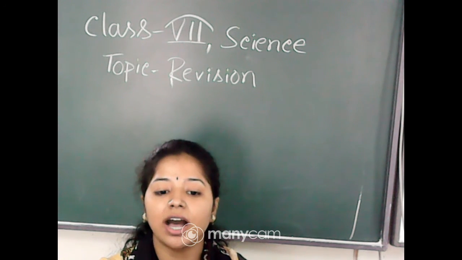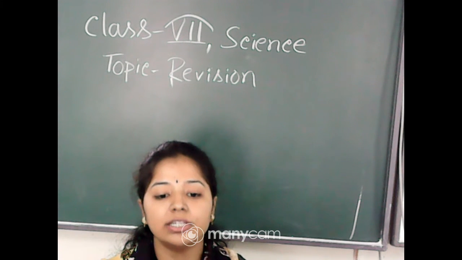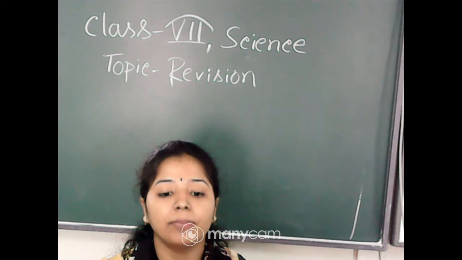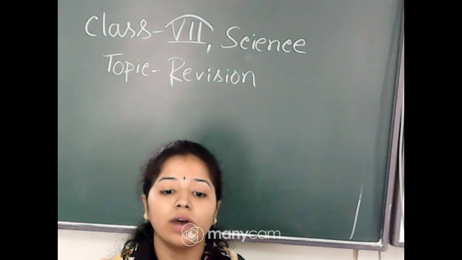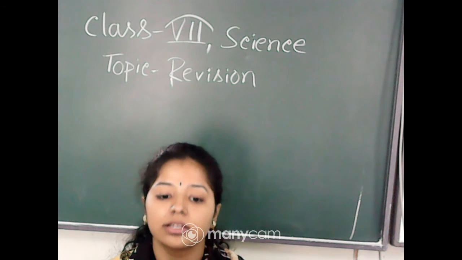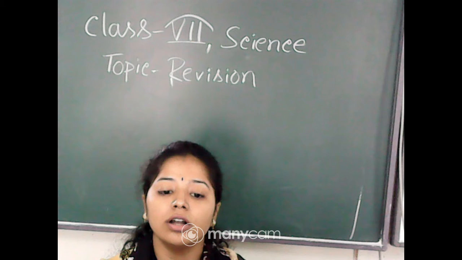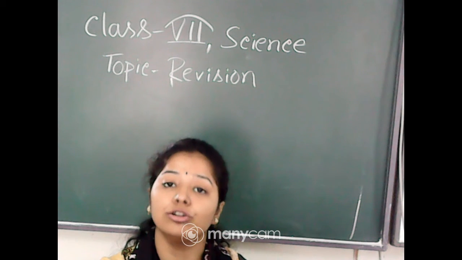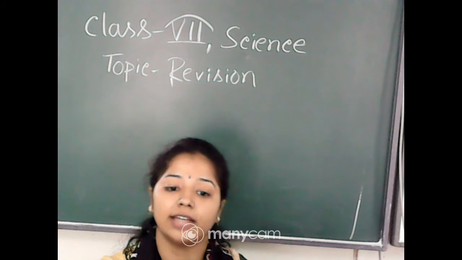Now, what is this RBC? What is the full form of RBC? That is red blood cells or red blood corpuscles, C-O-R-P-U-S-C-L-E-S. They are also called erythrocytes. So, RBCs are also called erythrocytes.